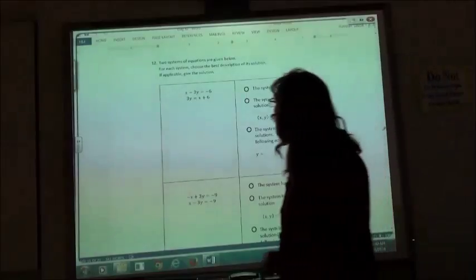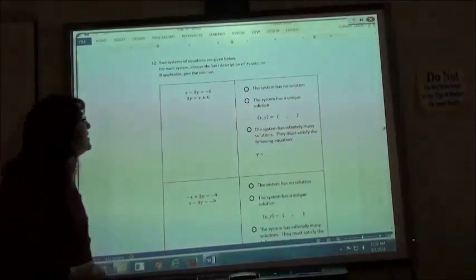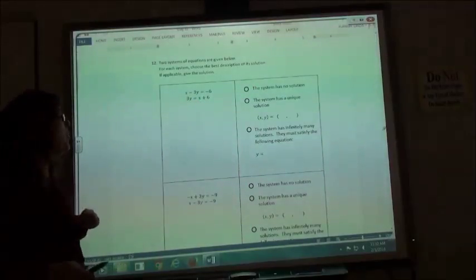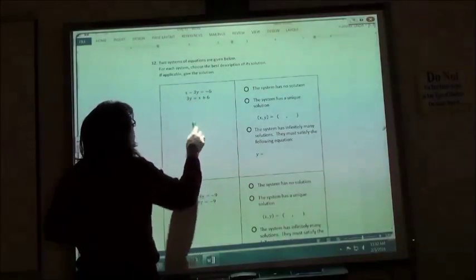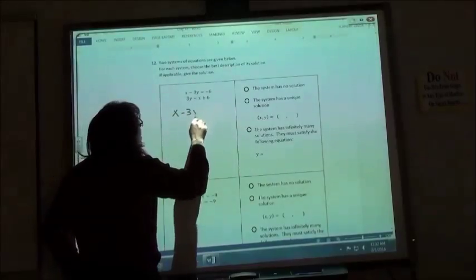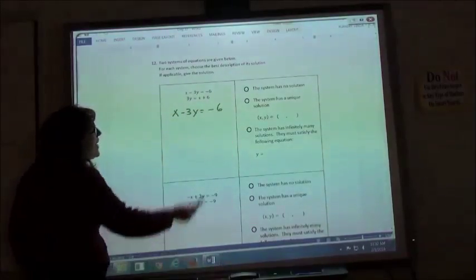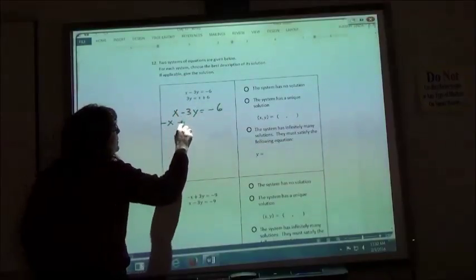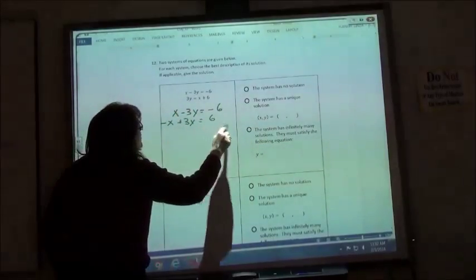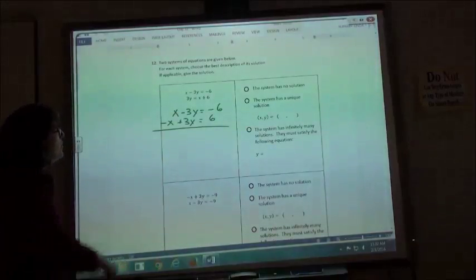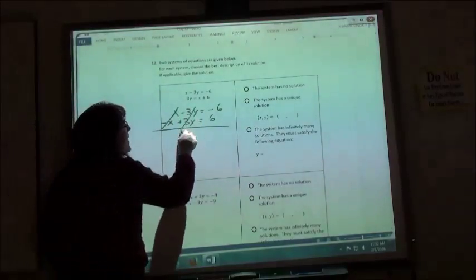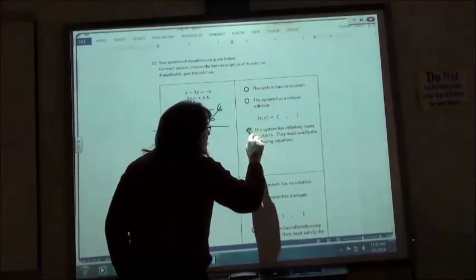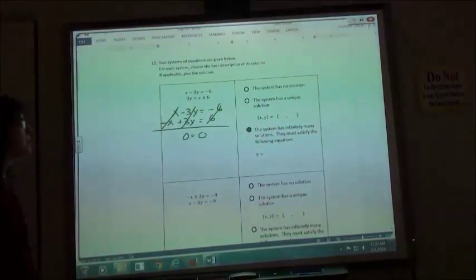Number 12 again, we are trying to find what is the appropriate solution. Again, this bottom equation is not in standard form, so I want to rearrange it. I'm going to leave my top equation, x minus 3y equals negative 6. My top equation, I want my x term first. It's going to be a negative x plus 3y equals 6 then. So here the x's cancel out, the y's cancel out, I get 0. If 0 equals 0, the system is going to have an infinite number of solutions.